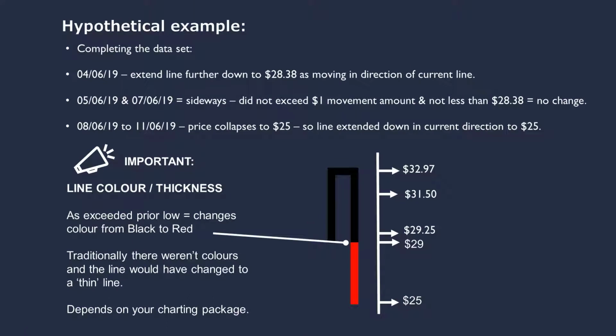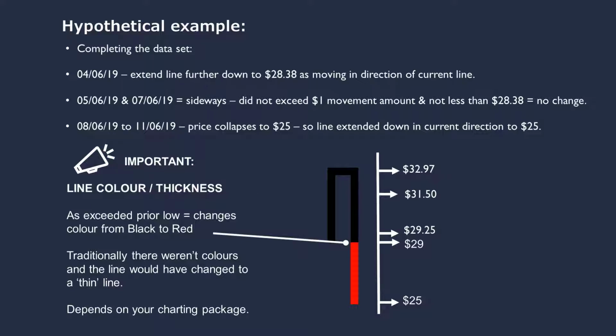Then our price moved down further to $28.38, so we continue the line down, and on the 5th and the 7th there was no movement because the price didn't exceed the $1, so it stayed as it was, and then we had a big collapse of the price down to $25, so the line was extended down to that $25 point over those next period of days.